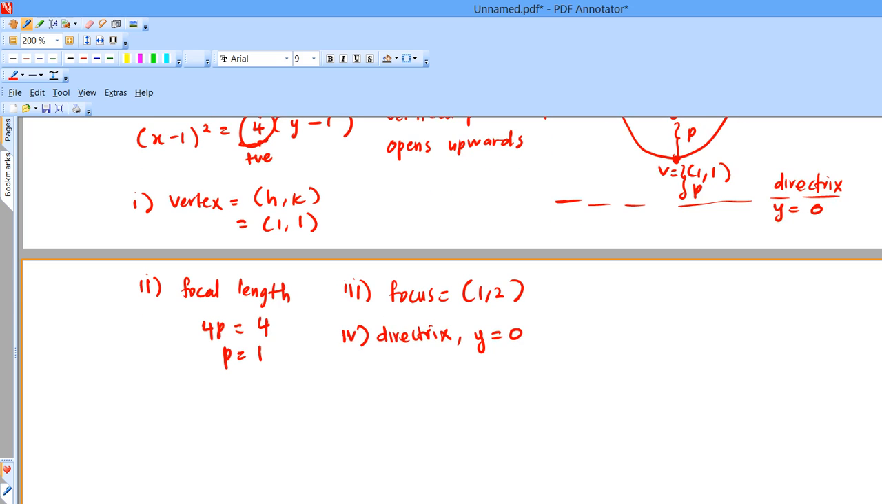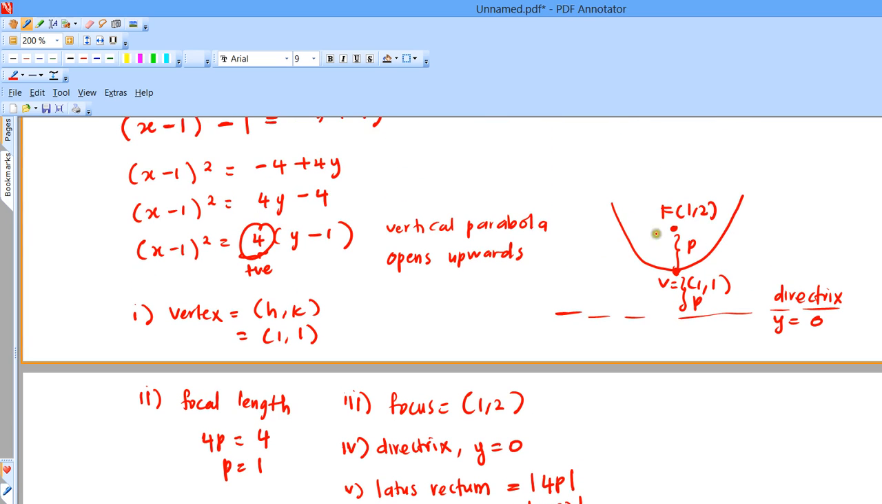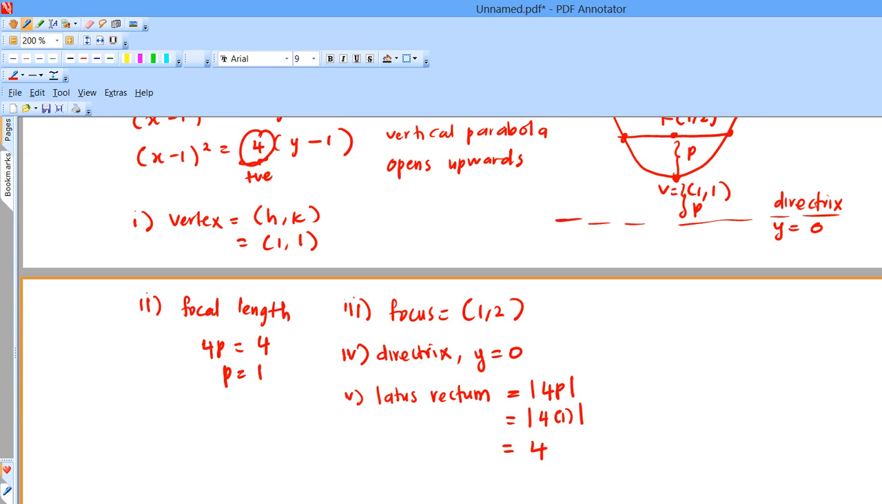Number 5, we can find the latus rectum. It equals the modulus of 4p, equal to modulus 4 times 1, equal to 4. So the line that passes through the focus and lies on this parabola, its endpoints span 4. So now we can sketch the graph.